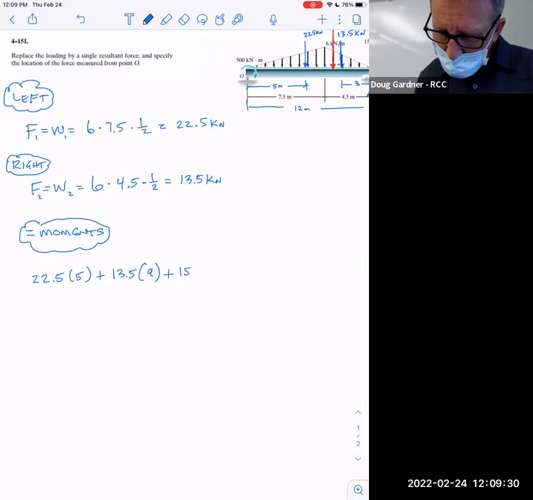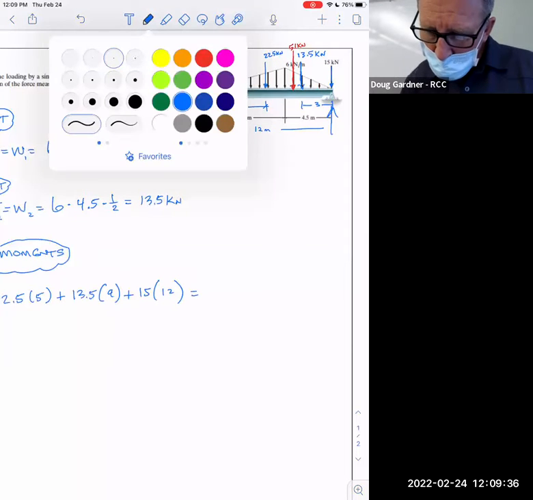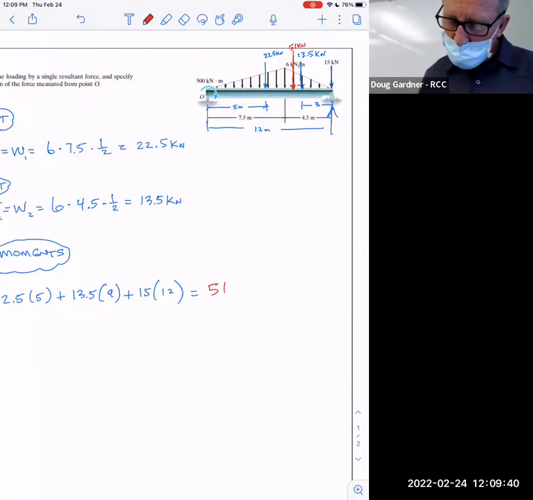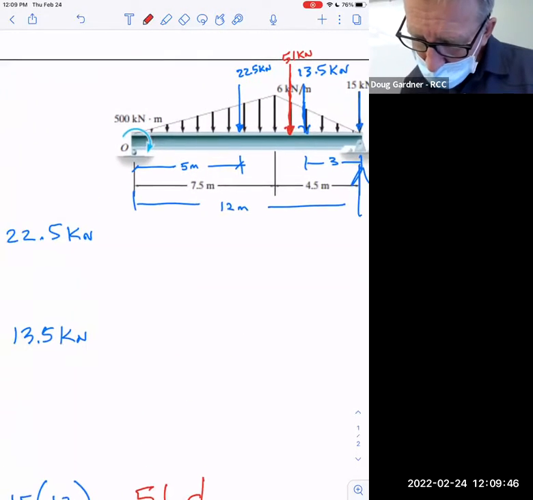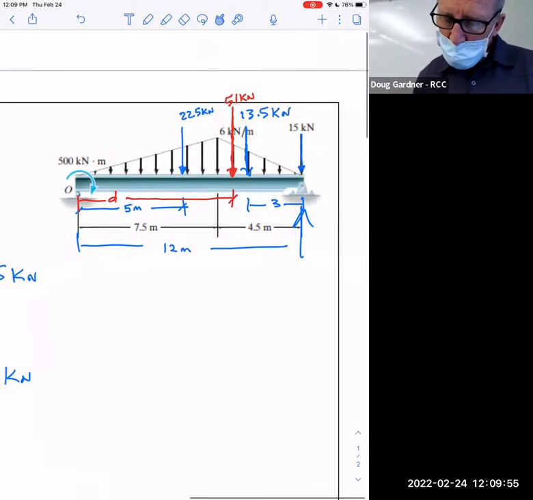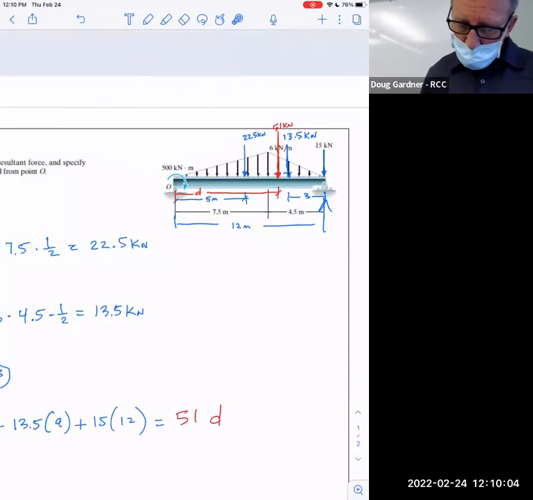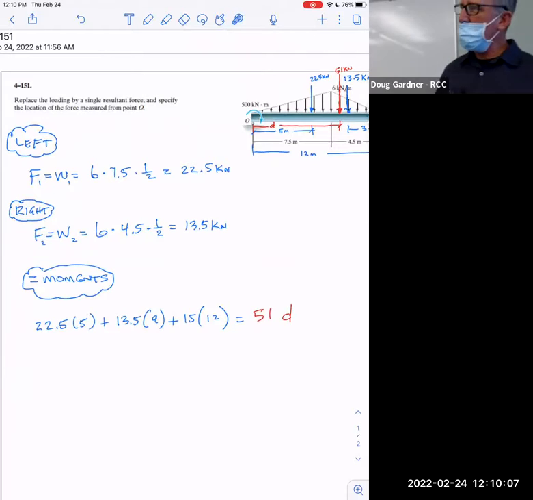And then I've also got that 15, and it's a distance of, well, all the way across, it's 12. And then that would have to be equal to the red one, right? The red one is 51 kilonewtons, and it's times some distance d that I don't know. We got it down to 3 forces, 22.5, 13.5, and 15. I just added all those up. Thanks for speaking up. I love it. So does it make sense that if those have to be equal, and I'm trying to get it down to 1 force, that 1 force would be 51, but I just don't know where it is.